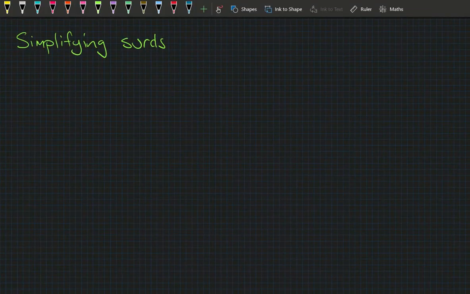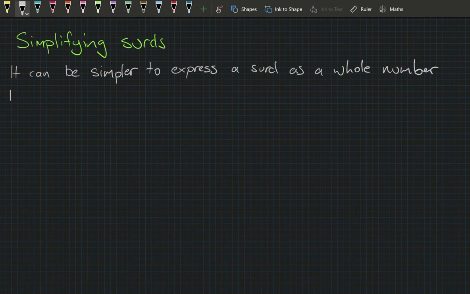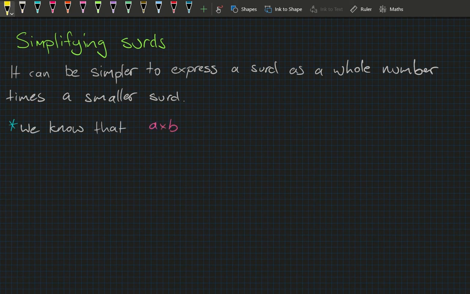All right, in this section, we're simplifying surds. And the reason we're going to do that is because sometimes we need to find the length of the surd. And it might be simpler to rewrite that surd as a whole number times a smaller surd. As we mentioned in the introduction, we know that the square root of a times b is equal to the square root of a times the square root of b because of law 4 in the index laws.